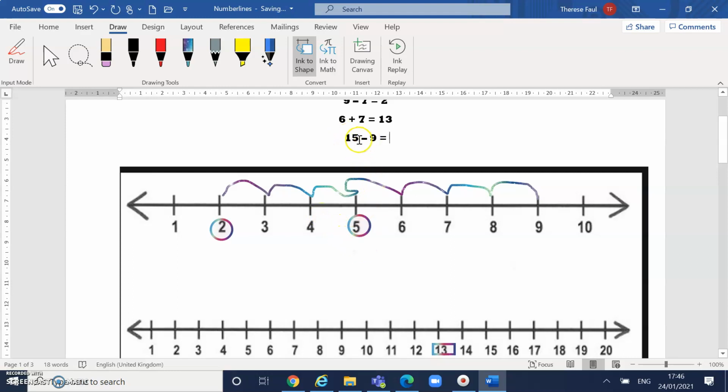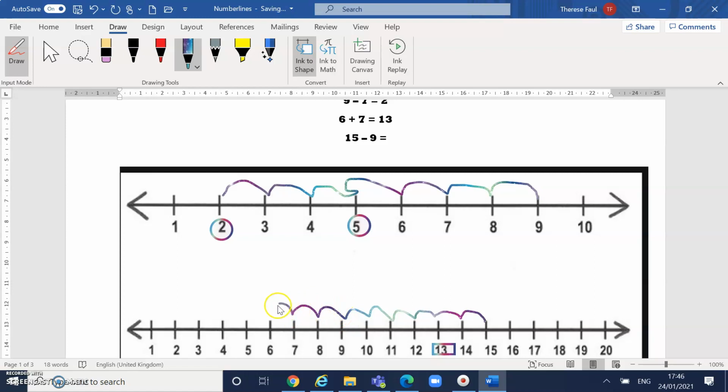Well, 15 is the first part of the sum, so I go and I find the number 15. Here it is here. And then I'm going to take away 9, so I'm moving backwards. 1, 2, 3, 4, 5, 6, 7, 8, and 9. So I end up at the number 6. Okay, so I just go back up here and I put in the number 6. Okay, so we're going to move on to the next number line, which is the integer number line.